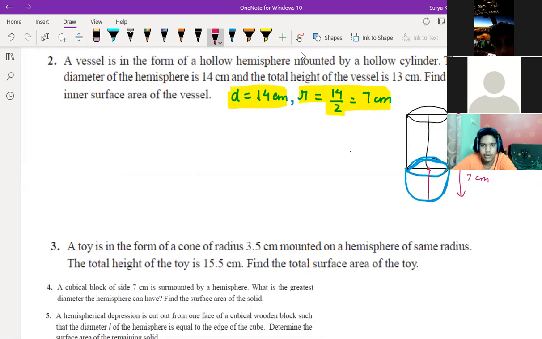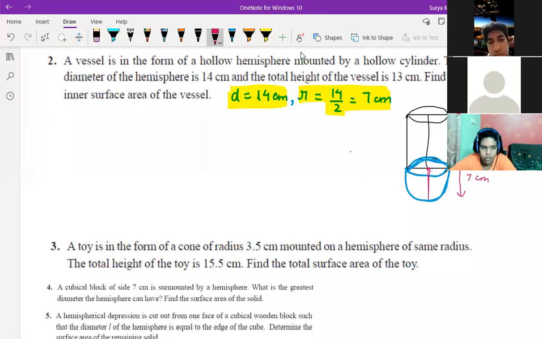Sir, the height would be... The total height of the vessel is given as 13 centimeters. Sir, the height would be 6 centimeters. 6 centimeter, very good. 13 minus 7 we should do, so 6 centimeter. This is the height of the cylinder part.